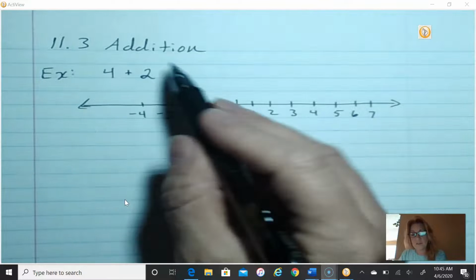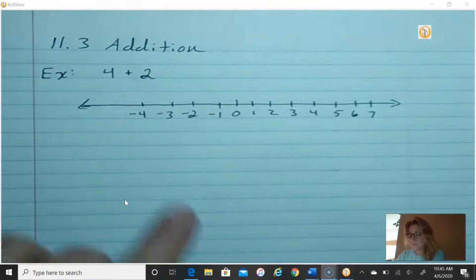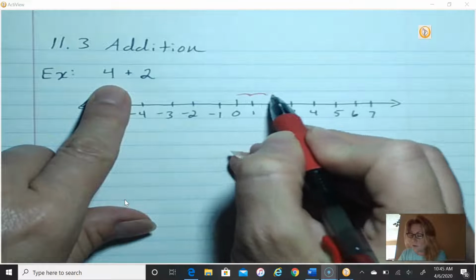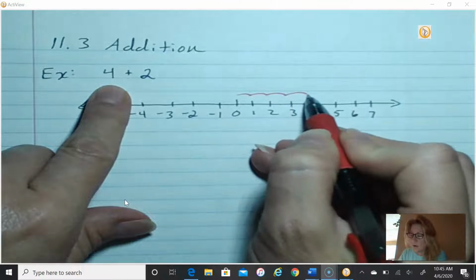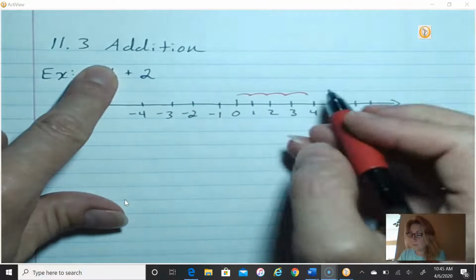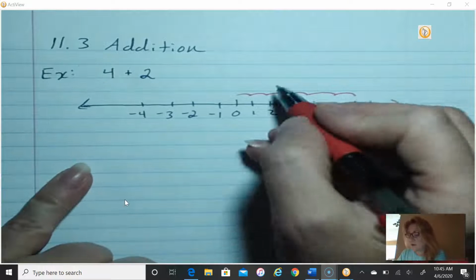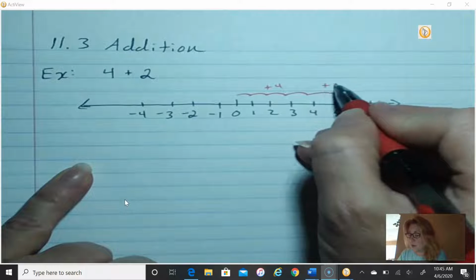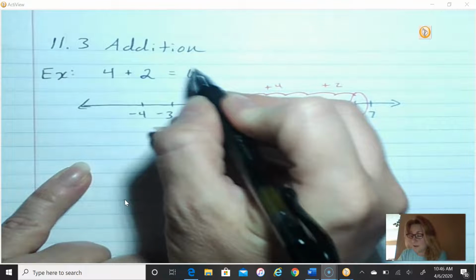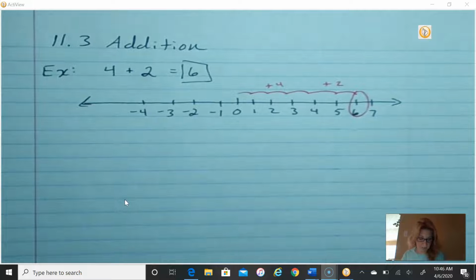Okay, so when you're doing adding and subtracting now, you start at 0, you go forward 4. 1, 2, 3, 4. And then you're adding 2. That's a positive 2. 1, 2. So you go plus 4 and then plus 2. That gives you a positive 6. So your answer is 6. Okay, that's me showing you how to do this on the number line.